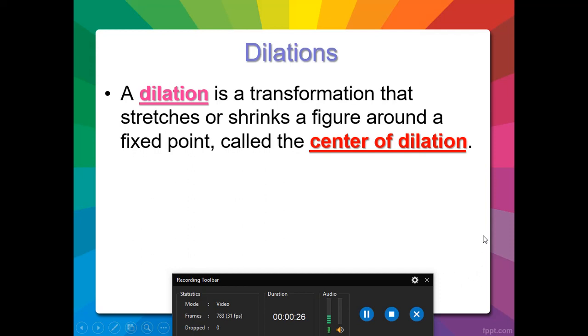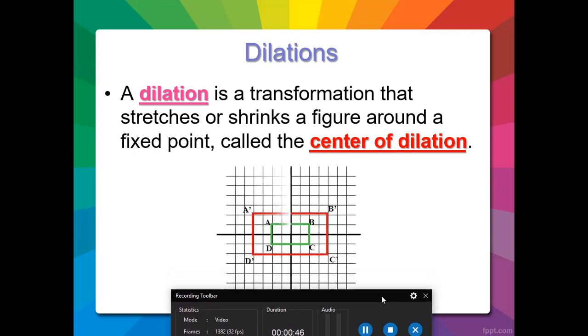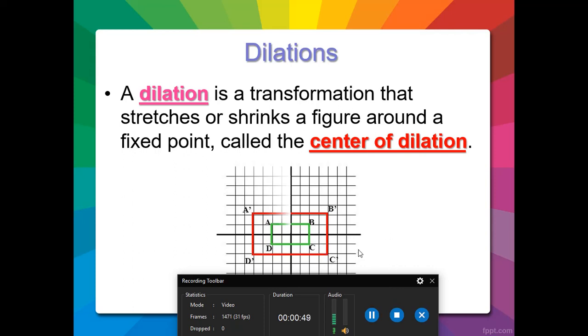So let's start with the definition of a dilation. Basically, this transformation will either enlarge, stretch, or shrink your figure. It's also making the enlargement or the reduction around a fixed point called the center of dilation. In the picture, we can see that the green rectangle was my original figure, and the red figure is my image because of the prime notation. The center of dilation happens to be right here in the center at the origin, and basically all the points were pushed out or stretched away from that center.